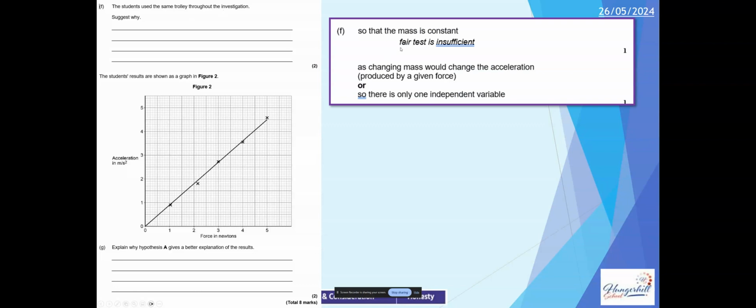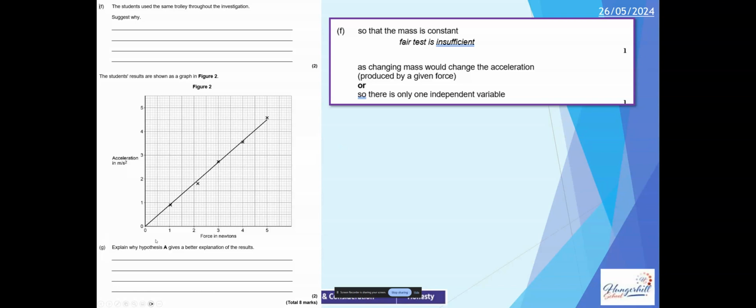The students use the same trolley throughout the investigation. Suggest why. So that the mass is constant. Remember, for a fair test, we've got to keep the mass constant. If we change the mass, that would affect the acceleration, and all we're wanting to look at is how force affects the acceleration, not the mass.